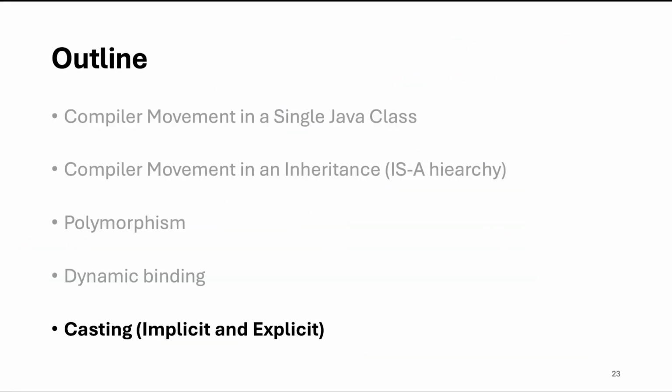We have now come to the end of the lecture and we are talking about the last topic called casting. In casting, there are two types, implicit casting and explicit casting. Why do we need these two types of casting? Let us try to understand now.